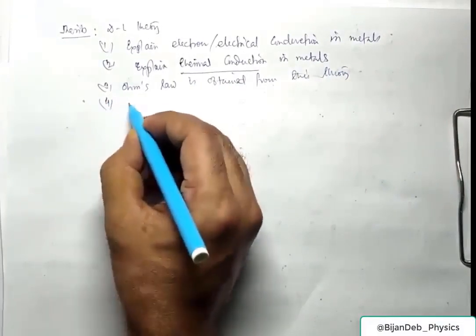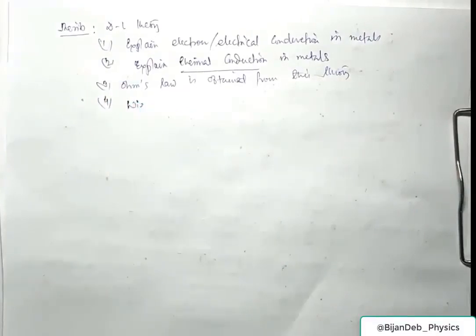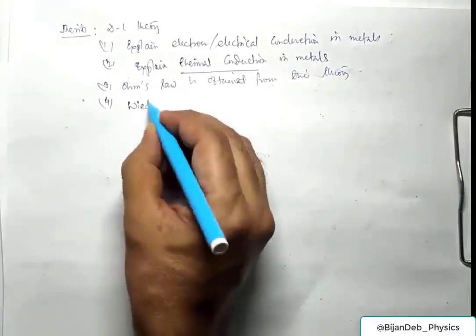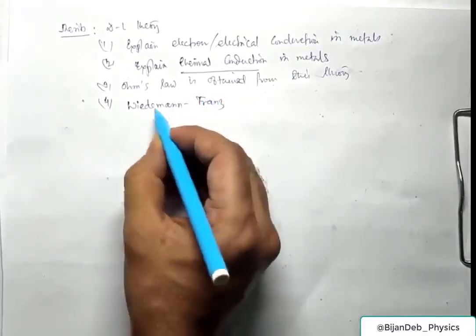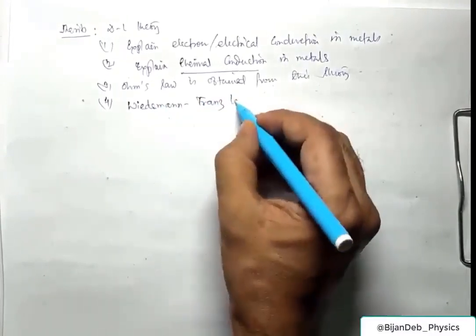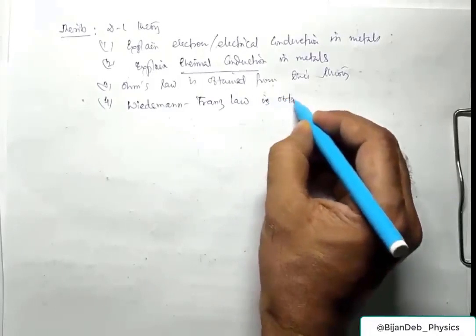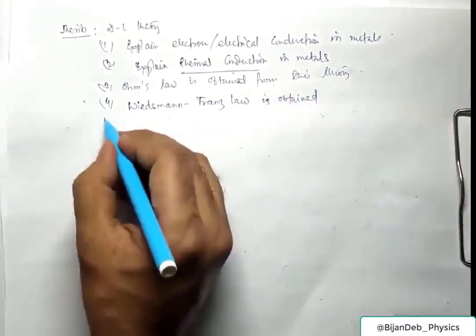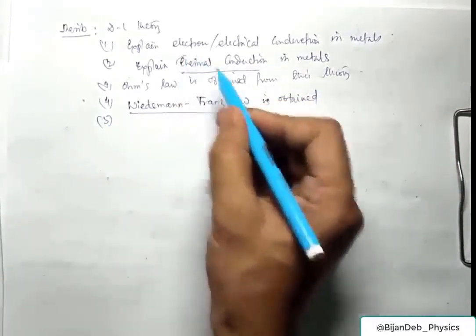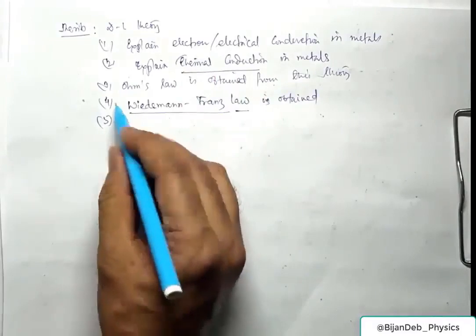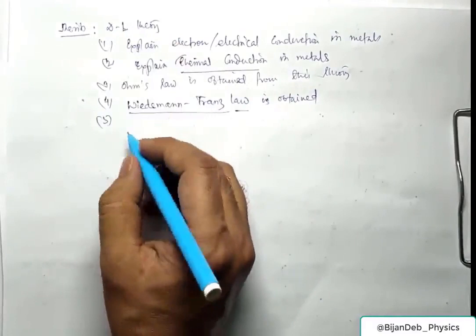Then another result we will study is the Wiedemann-Franz law, which is obtained. We will study this Wiedemann-Franz law and the thermal conduction; these two are related. We will study them in the next class. For revision, you remember this.